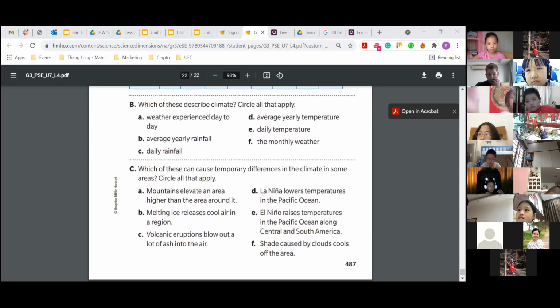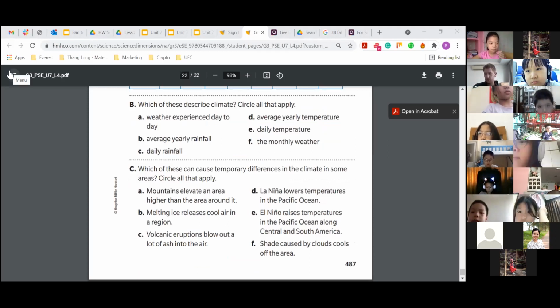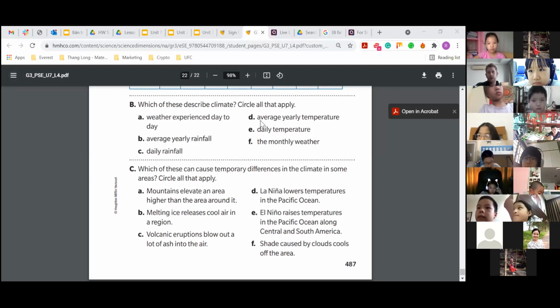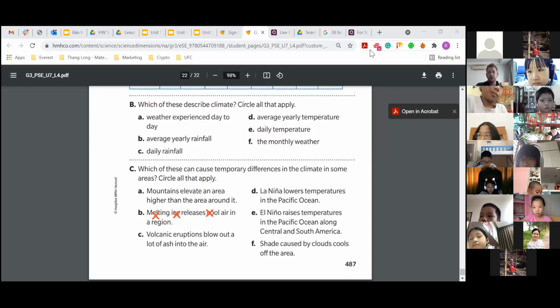C. Which ones describe the climate change in some areas? In some areas. Cindy, we learned about this recently. So what caused some change in some areas? C is the melting ice releases cool air in a region. Okay, no, that is wrong, unfortunately. Melting ice does not release cool air. In fairness, if anything, melting ice releases cold water, not cold air. I think it's C. Volcanoes blow out a lot of ash into the air.